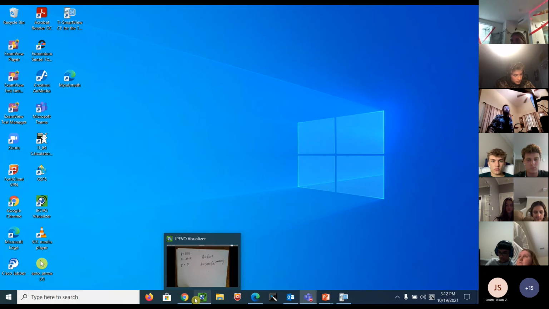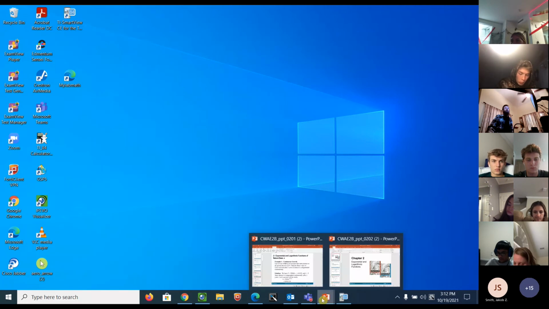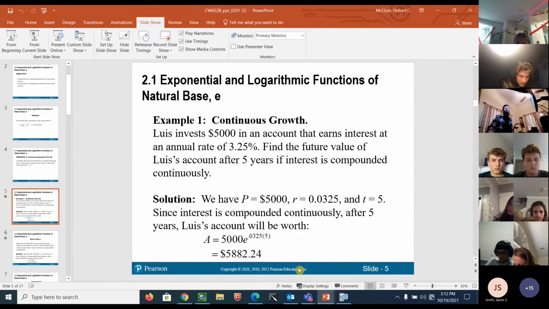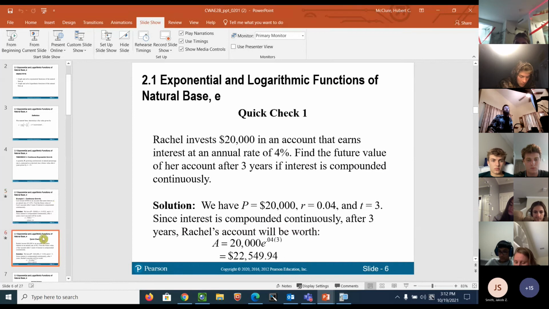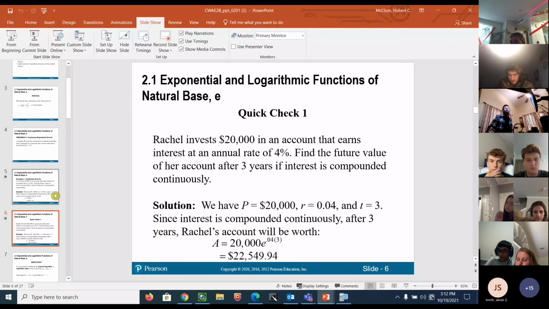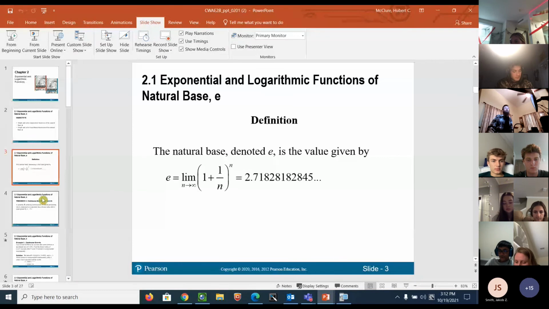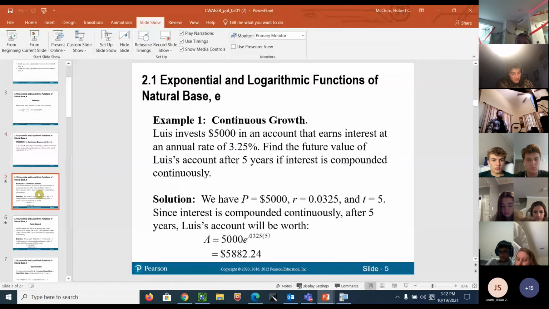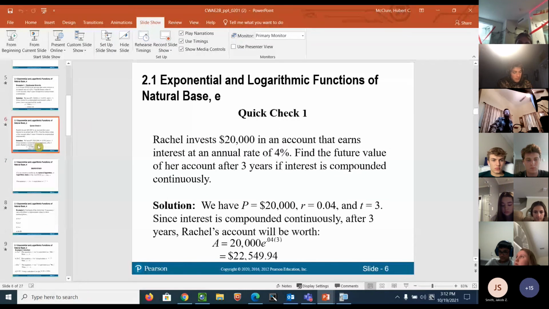Now, compounded continuously is going to give you the same thing, but I don't know if they've got an example in here of compounded continuously. Let me look up here and see if they've got another one. No, that's continuous. That's continuous. No.